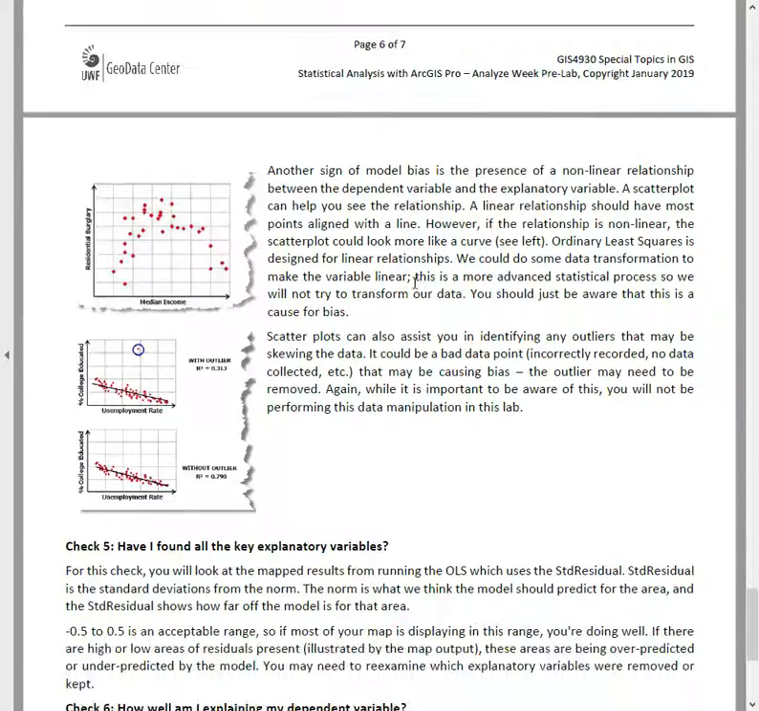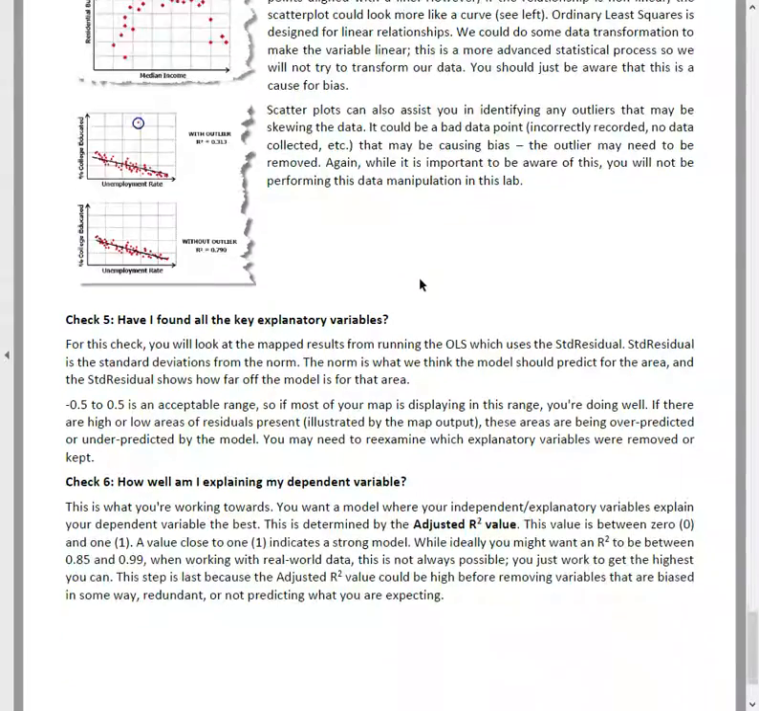As for the 6th check, you might remove 1 or 2 variables, but in most cases you've achieved the best fit model at this point. Let's now take a closer look at the OLS summary results table.